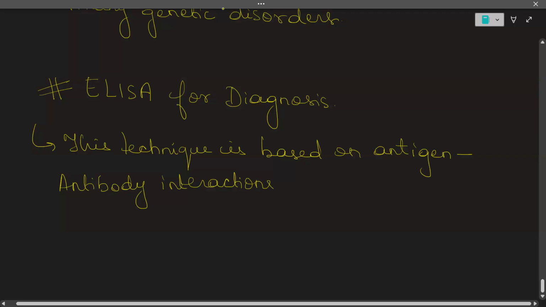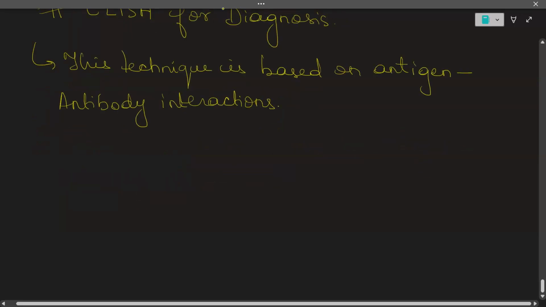What is an antigen, students? Tell me, what is an antigen?